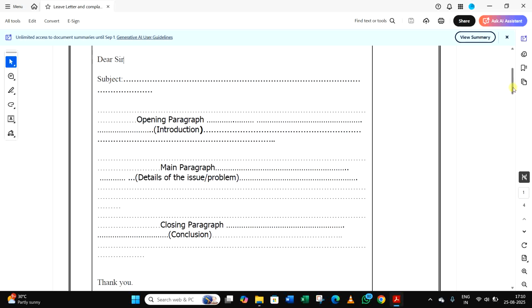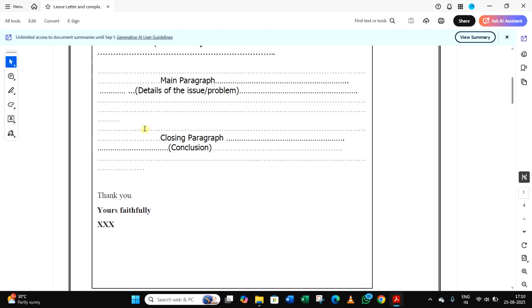to resolve the problem, to resolve the issue as well. And then at the end, you have to write gratitude, thank you, and then a full stop.